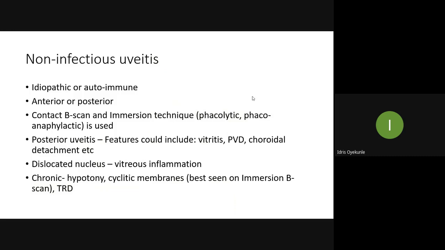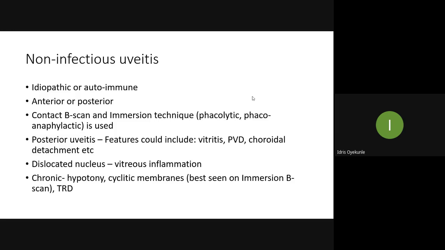Non-infectious uveitis is usually idiopathic or autoimmune. It may be anterior or posterior, and contact and immersion B-scan are very important, especially when the patient has fibrinous uveitis or fibrinoplastic uveitis. The pathology is mostly located in the anterior segment, so you may want to consider using an immersion technique. For posterior uveitis, I've seen things like vitritis, choroidal detachment, and PVD, so using a B-scan is also important.